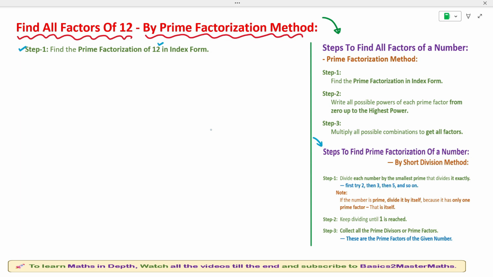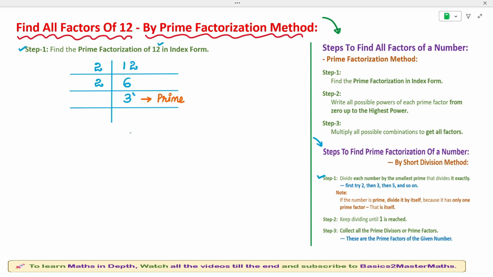Please follow the below steps to find the prime factorization of any number. Step 1. Start dividing 12 by the smallest prime 2. Since 2 divides 12 exactly, we get 6. Again, start dividing 6 by the smallest prime 2. Since 2 divides 6 exactly, we get 3.